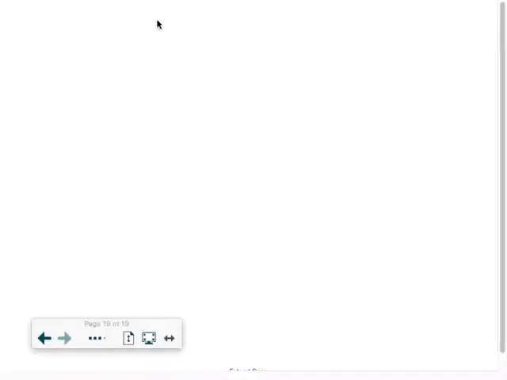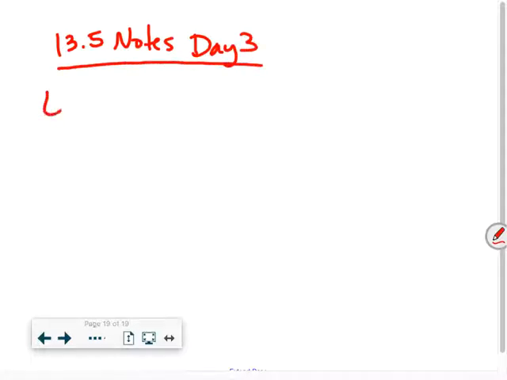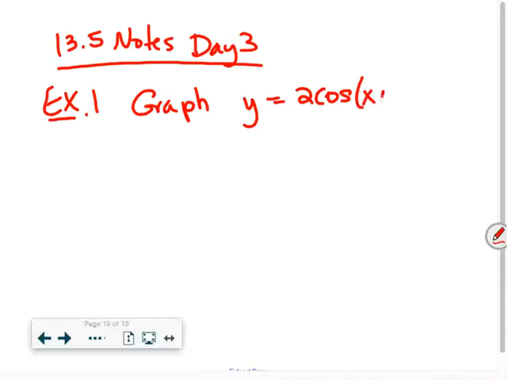All right, here we go. We're going to call this part 13.5 notes, day 3. So we're going to do 3 of these and put them together. So example 1, we want to graph y equals 2 cosine the quantity x plus 90 degrees minus 1.